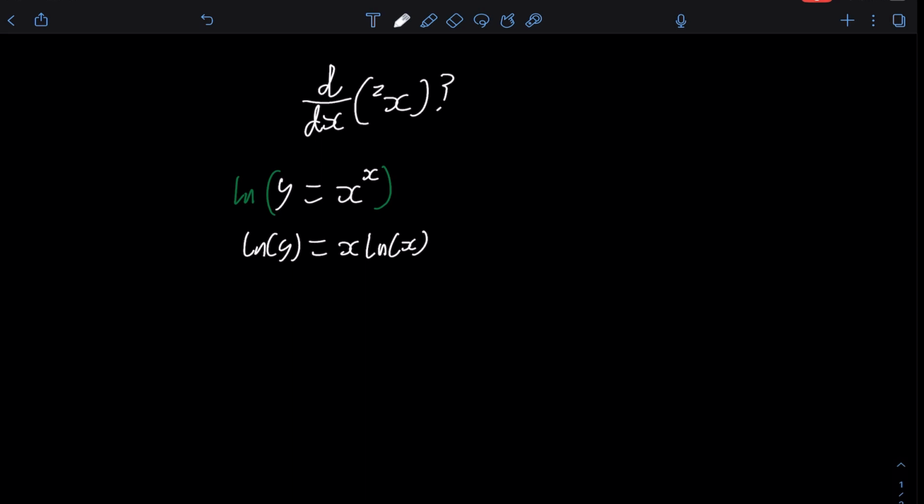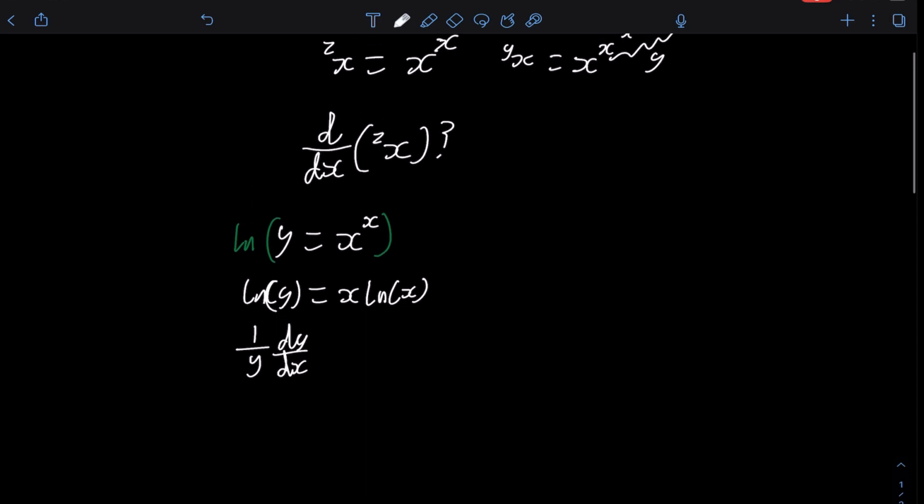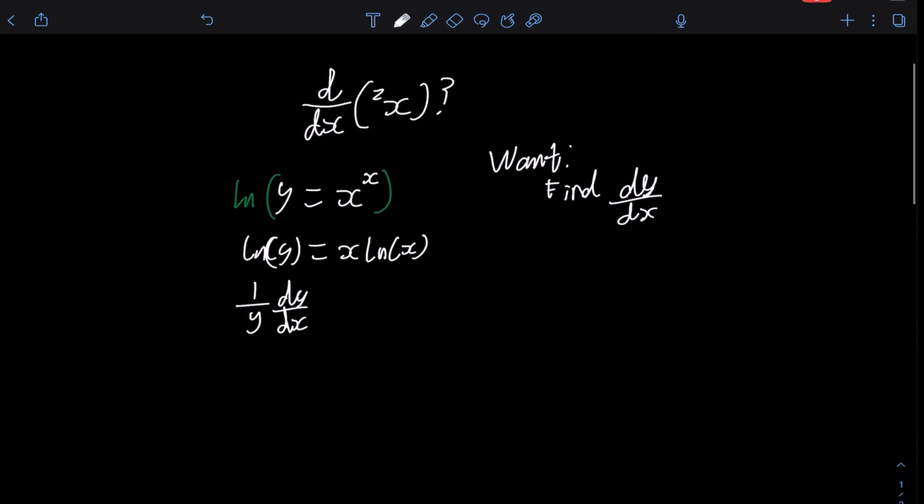So taking d by dx on both sides directly is not helpful at all, because this is essentially literally what we're trying to find. So now we can actually take the derivative. We know the derivative of the natural log of y is 1 over y, but remember we have to multiply by dy by dx, because y is a function of x. And just a note here, in implicit differentiation, our goal is to find dy by dx, because we have some function y and we want to find the derivative of y with respect to x. And of course here our function is x to the x.